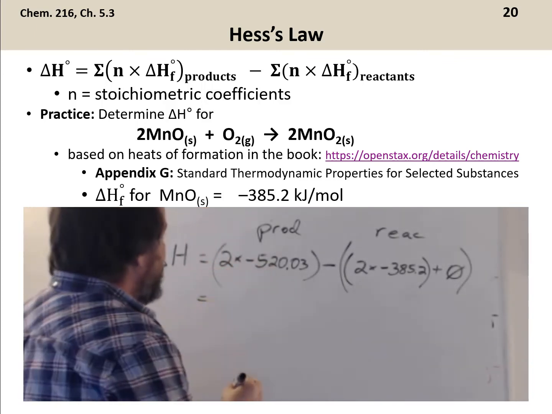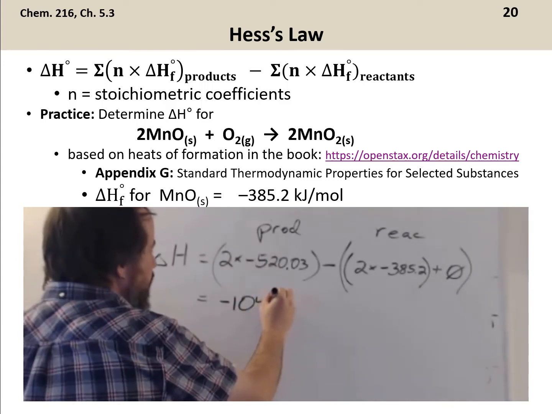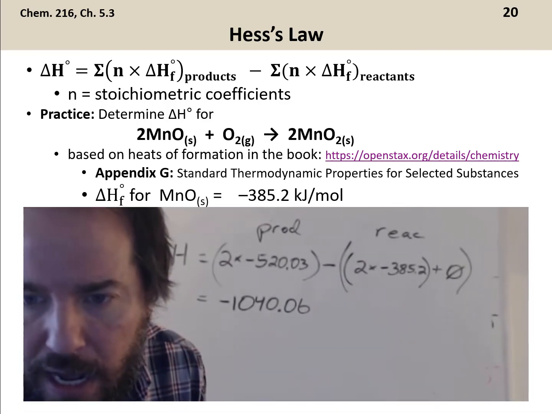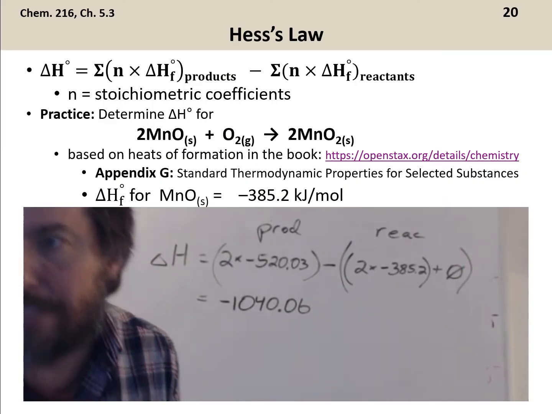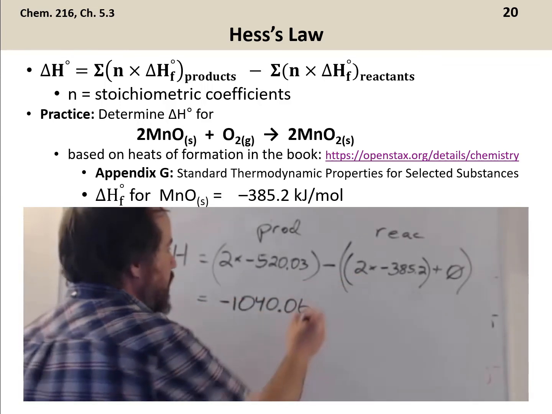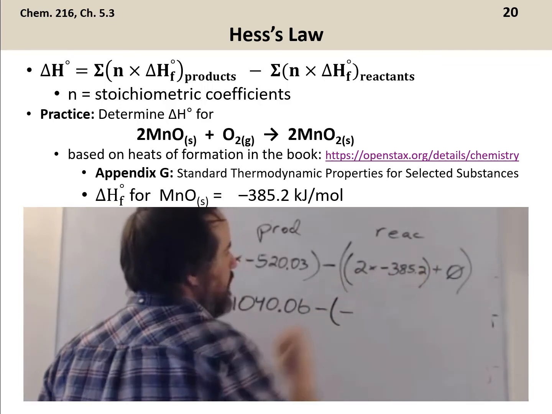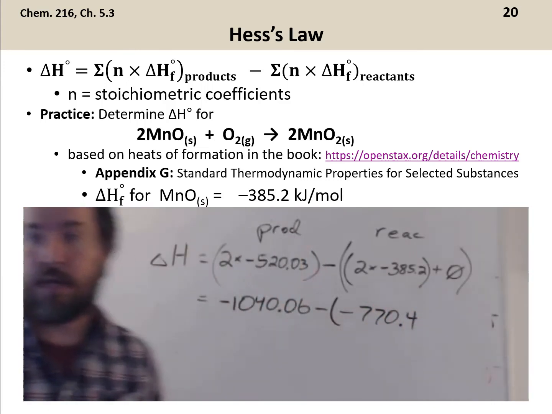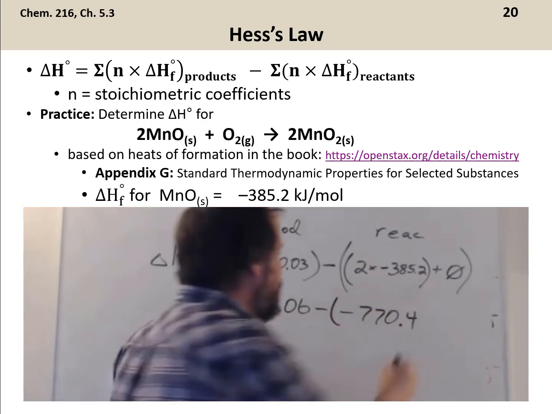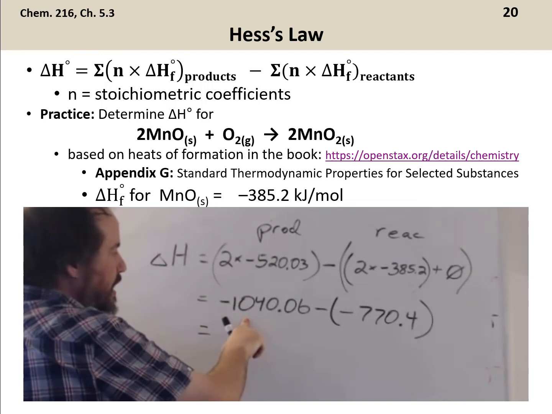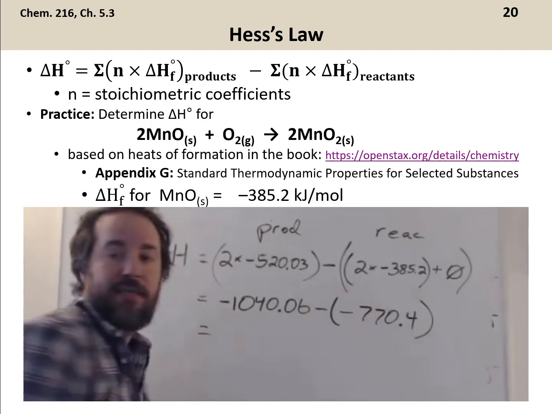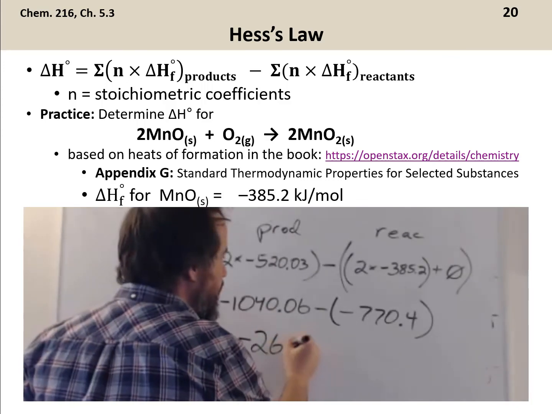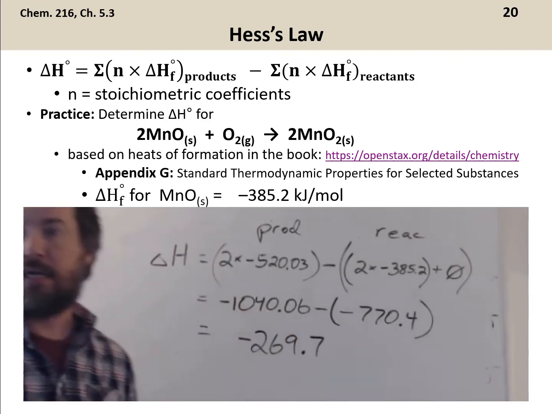So I go 2 times this, gives me negative 1040.06. Now I do the same thing for this. It would be minus negative 770.4. And then this is 0. This would be negative 1040.06 plus 770.4. And so that's going to give me negative 269.7 kilojoules.